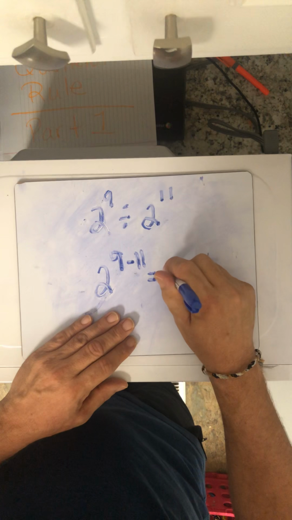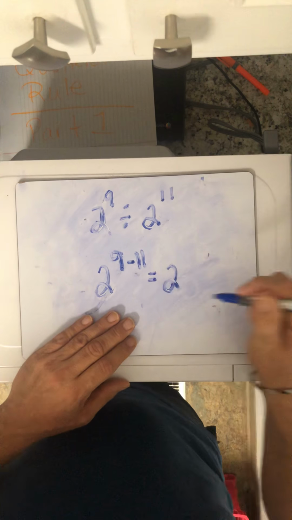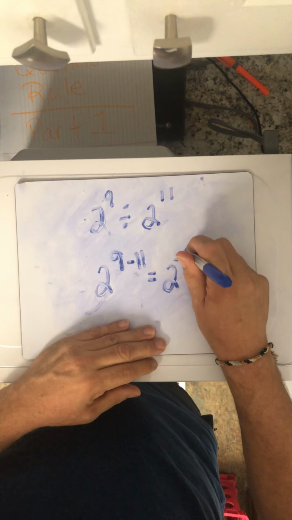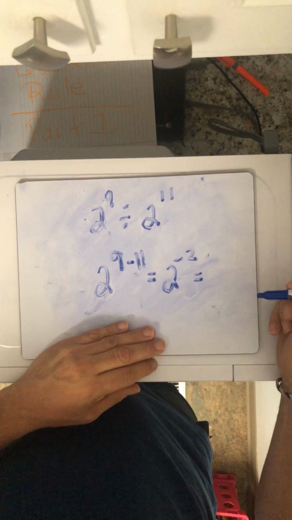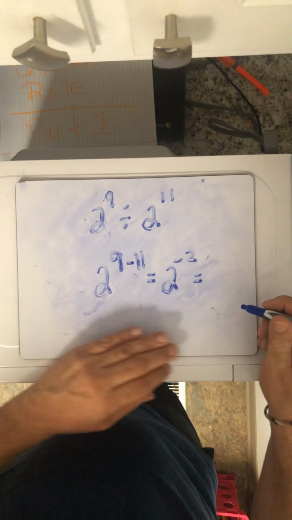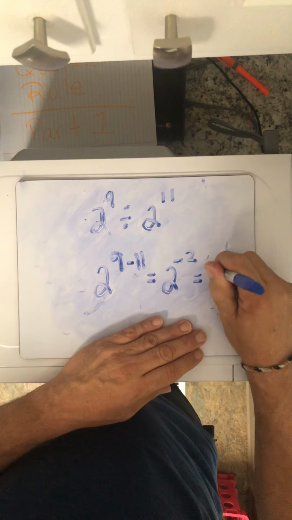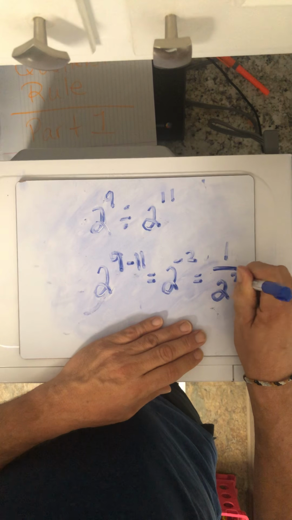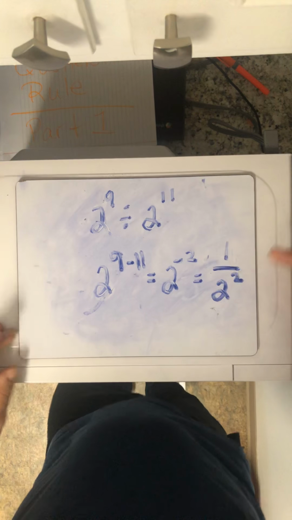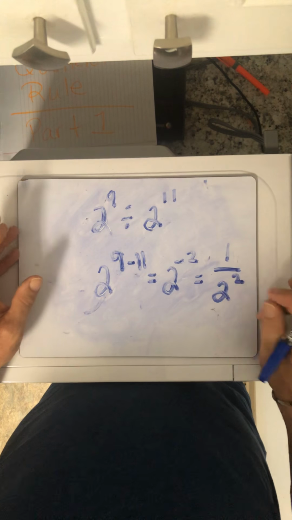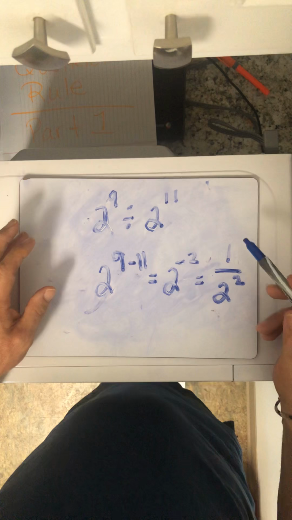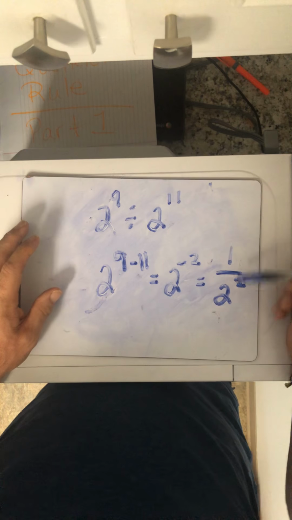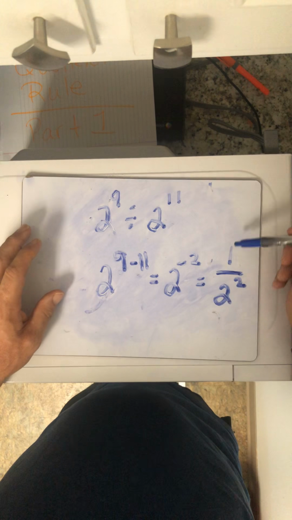Now we know that we keep the base and subtract the exponents. So 9 minus 11 is a negative 2. But we cannot have negative exponents. So we write that using the negative exponent rule as 1 over 2 to the 2nd power. Now we're not evaluating here, we're just simplifying. But remember, no negative exponents. You will have one today in the assignment. Remember, no negative exponents. You want to use the negative exponent rule and write that as 1 over.